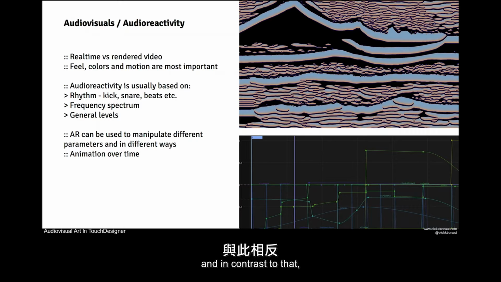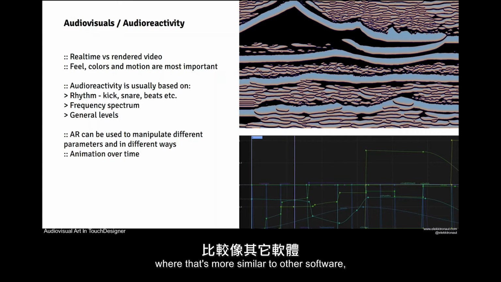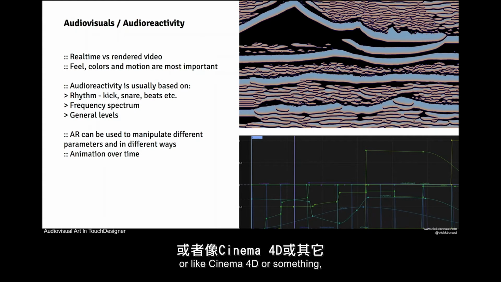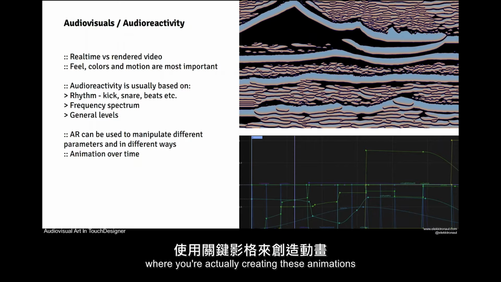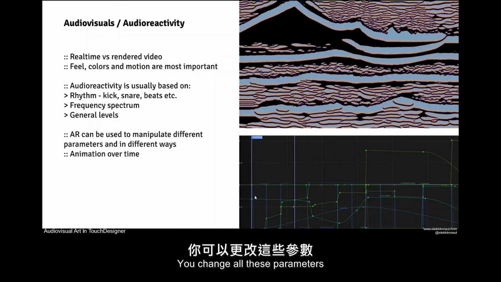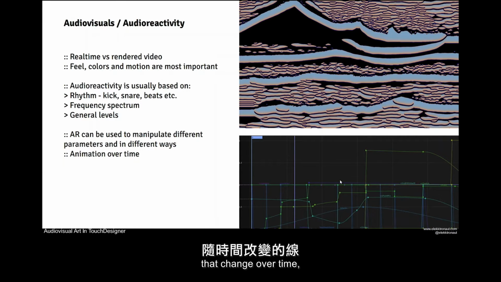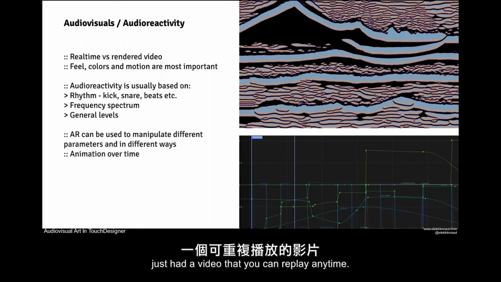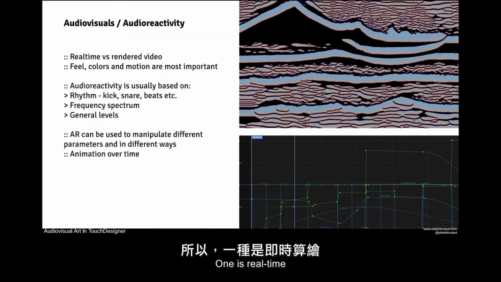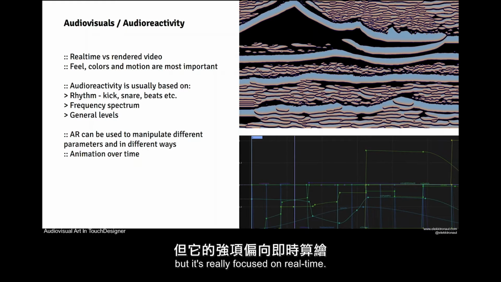And in contrast to that, we have the rendered video. That's more similar to other software, like for example Blender or Cinema 4D or something, where you're actually creating these animations with keyframes, as you can see down here at the bottom right. You can also do that in TouchDesigner. So you change all these parameters, and instead of live, you make these sort of lines that change over time, and then you can render the video, and then you just have a video that you can replay anytime. So yeah, one is real time, and the other thing is rendered video. TouchDesigner can actually do both, but it's really focused on real time.